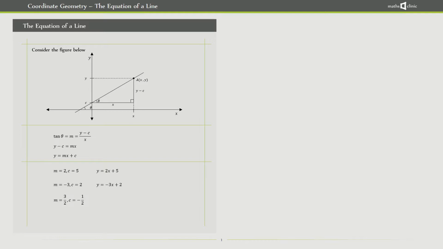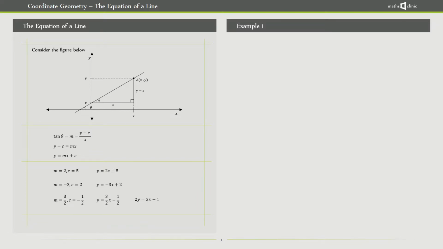All right, now let's do another one. Sometimes you could be given m as 3 over 2 and c as minus 1 over 2, and it asks to find the equation of this line. You have that y equals 3 over 2 x minus 1 over 2, and that is your equation of the line. Or you can multiply all through by 2 and you'd have that 2y equals 3x minus 1. So 2y equals 3x minus 1 tells you this is the relationship between the x values and the y values of all the points that occur on this line. Okay, so now let's go ahead and solve some examples.